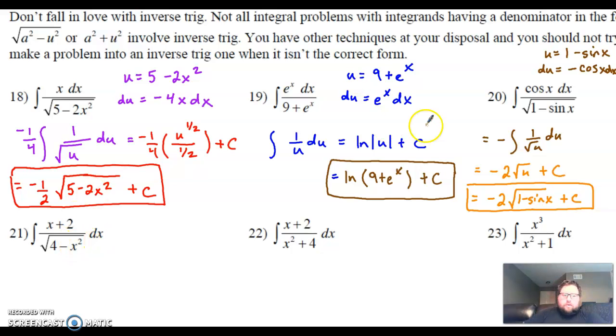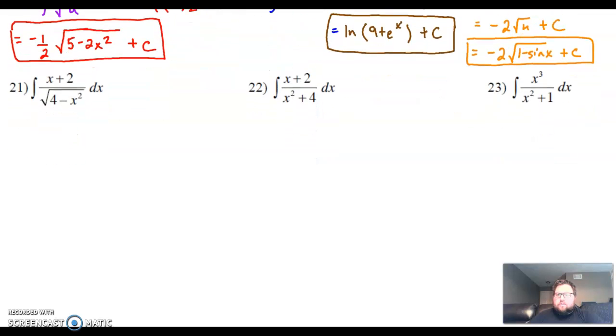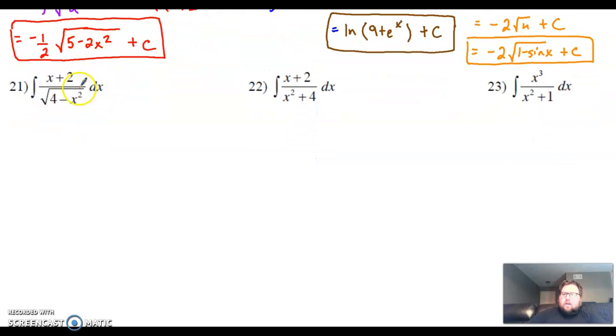All right, so 21 down here is a little trickier. If we try to jump straight into a u sub, we're going to run into a problem. So just to show you that real quick, u equals 4 minus x squared. Du equals negative 2x dx. And while we have the x here, this plus 2 is a big problem. All right, we would need like an x plus 2 dx instead of a negative 2x.